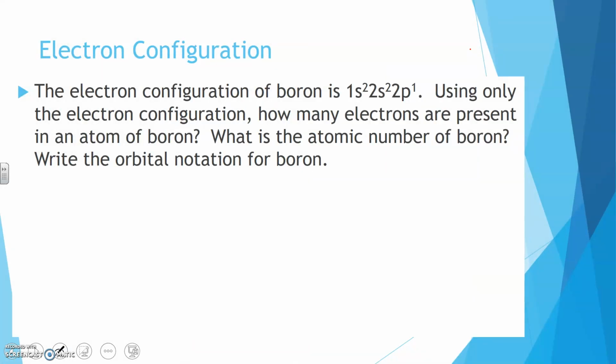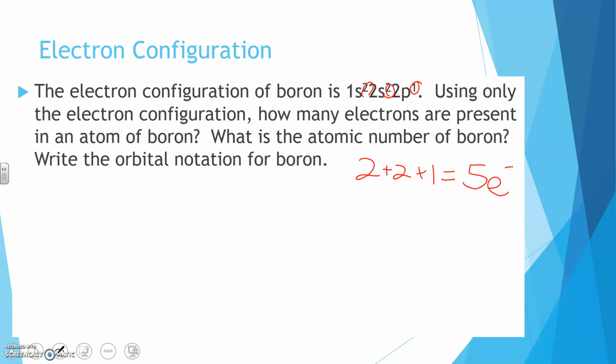So the electron configuration of boron is 1s2, 2s2, 2p1. Using only the electron configuration, how many electrons are present in an atom of boron? We have 1s2, which means 2 electrons in the 1s, and then 2s2, which is 2 more electrons, and then 2p1, which is 1 more electron. Remember, we are looking at the exponents here. So 2 plus 2 plus 1 means that boron has 5 electrons.